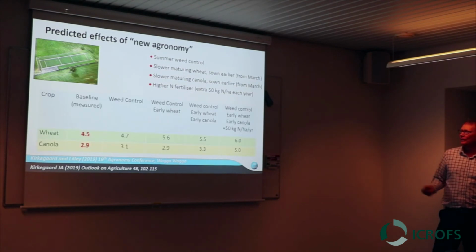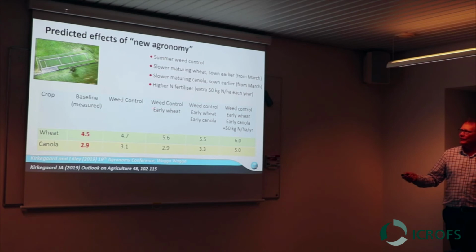And just to show you a summary of that work, this was the measured yields over 28 years. Average wheat yield was 4.5 tonnes, canola 2.9. My weed control was already pretty good, so, you know, assuming perfect weed control, I didn't get much of an increase in either wheat yield or canola yield, a little bit.